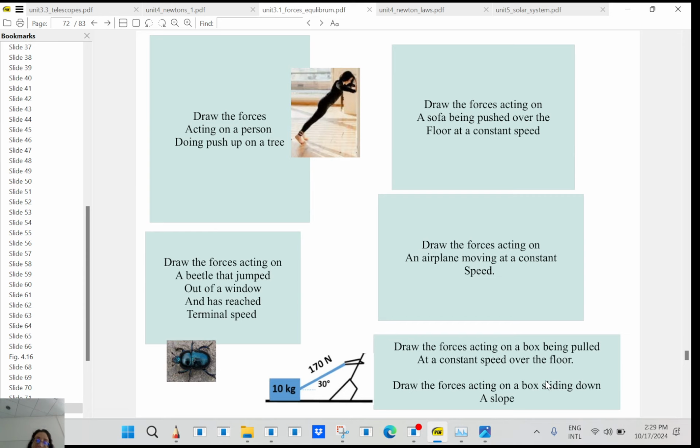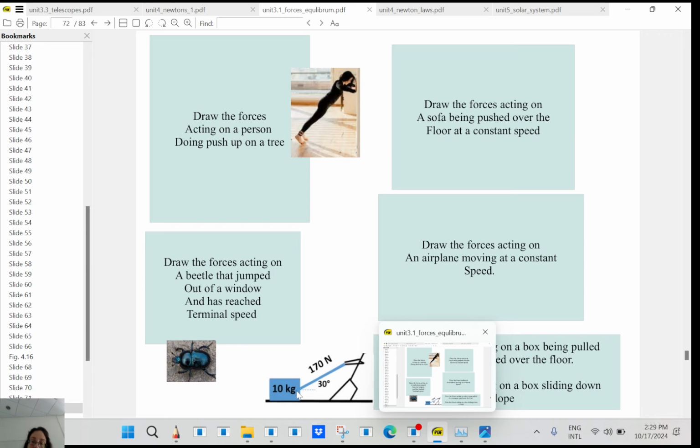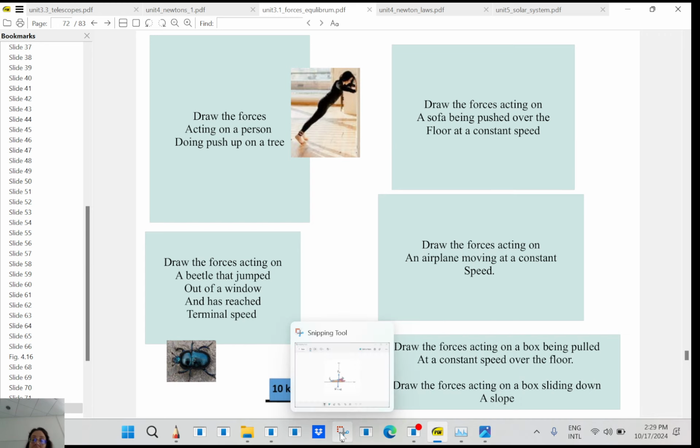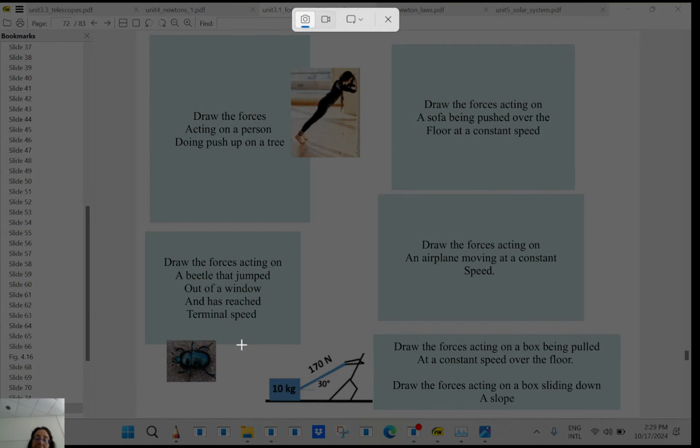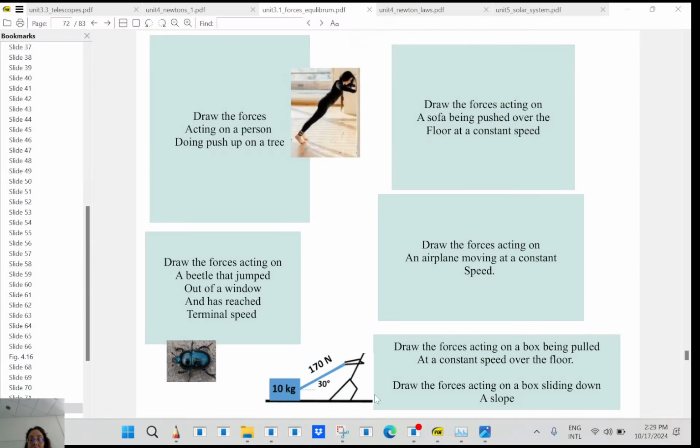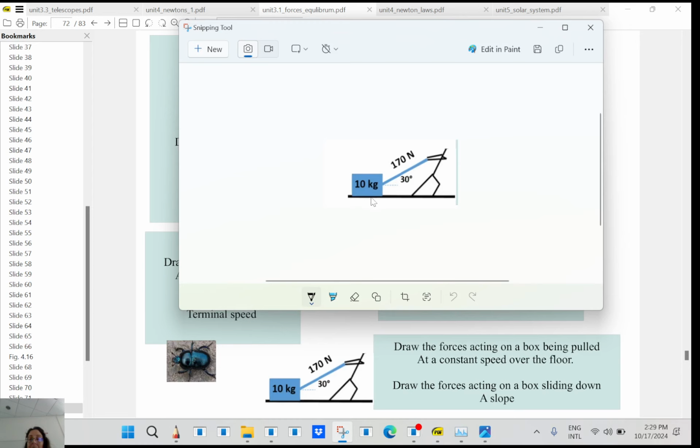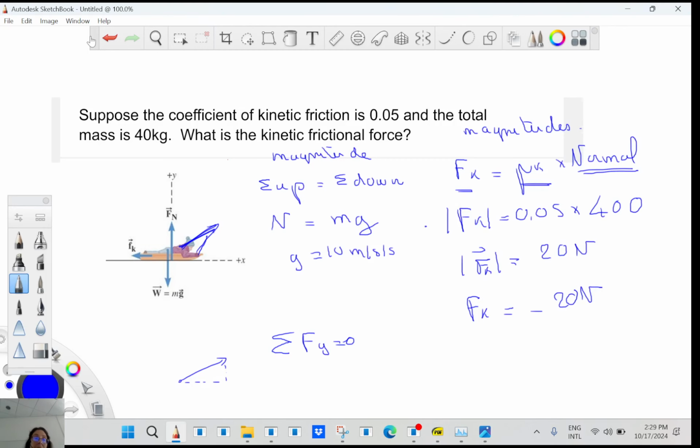Okay, let's try to know if we know how to draw the forces, right? So let's see. You are pulling a mass here, but it's moving at a constant speed. So it's a dynamic equilibrium. Can you draw first? Let's draw first, right? Can you draw all the forces?